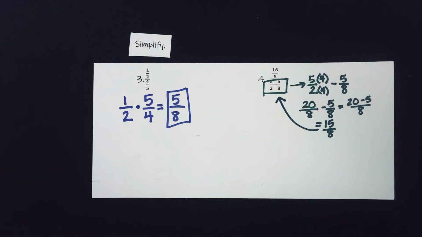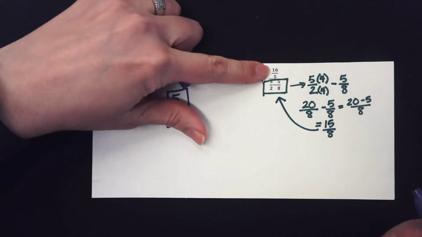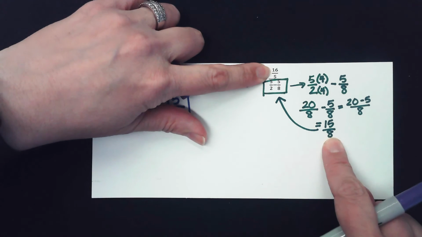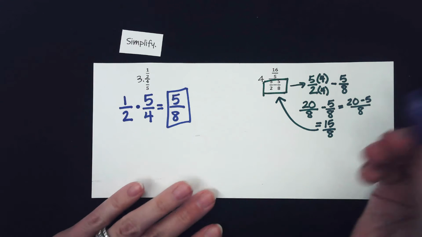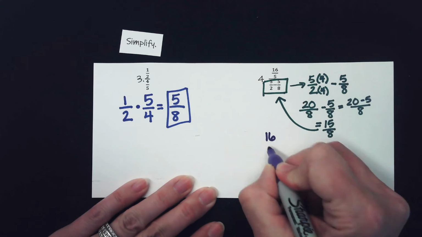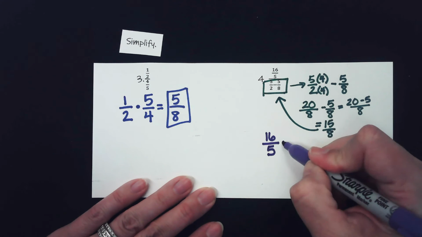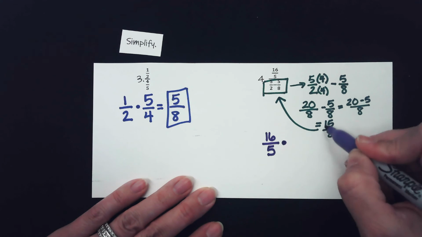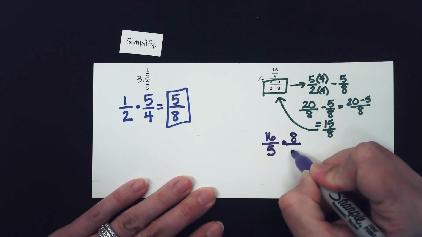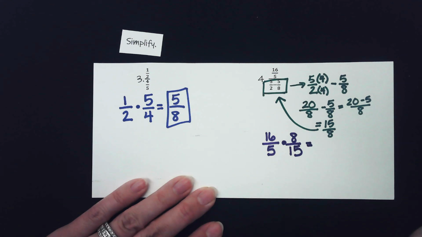Okay? So I need to finish this problem by actually taking this 16 over 5 divided by 15 over 8. So I write the original, the numerator, 16 over 5. But now instead of dividing by 15 over 8, I want to multiply by its reciprocal. So I'm going to flip this upside down. So 8 over 15. And now I can do that.